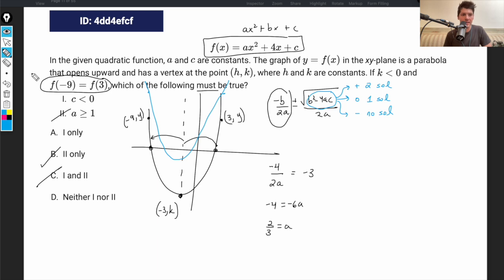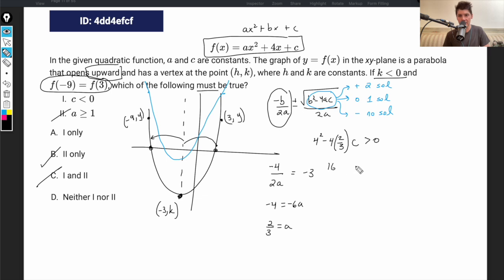Okay, so why do I care about that? Well, because now I know that because it opens upward and it starts below the x-axis, which is that k is less than 0 piece, I can tell you that b squared minus 4ac has to be positive because it starts below, it goes up, it's going to hit the x-axis twice. There's going to be 2 solutions, in other words. We know what b is, it's 4. We know what a is, 2/3. We can solve for c such that this is greater than 0 since it has 2 solutions.